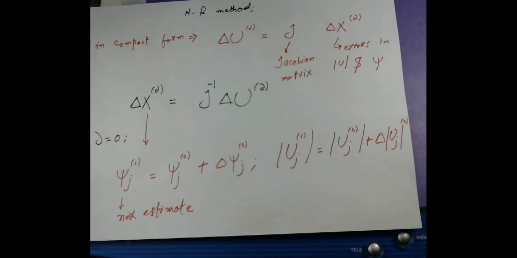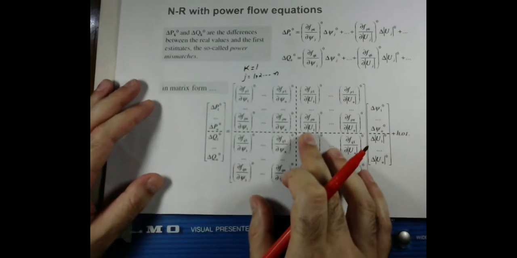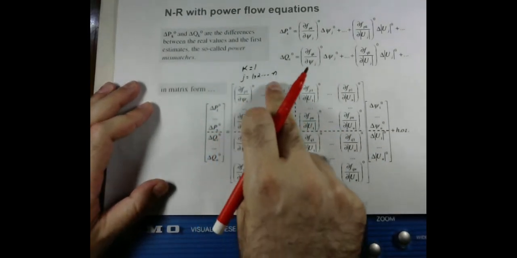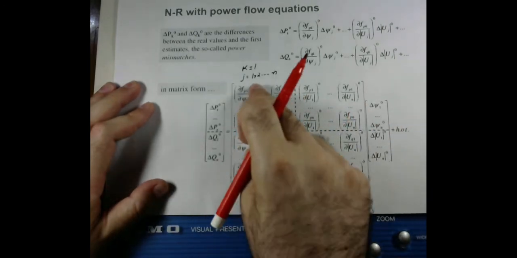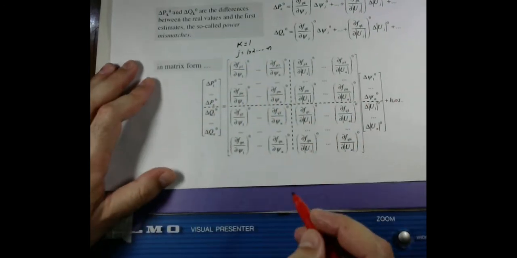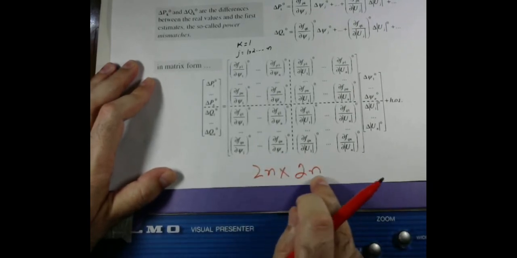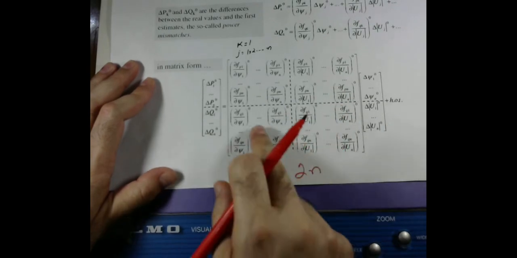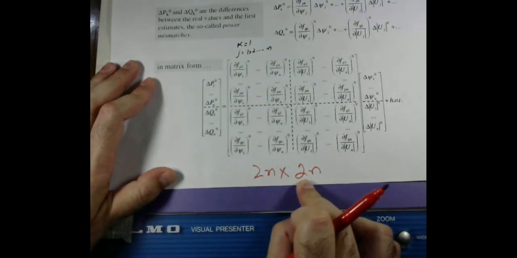Some observations that I would like to discuss: if one looks at the Jacobian matrix itself, it has n terms here, and another n terms here, and similarly n terms and then n terms. So this matrix is basically a 2n cross 2n matrix. The Jacobian matrix contains 2n cross 2n elements.